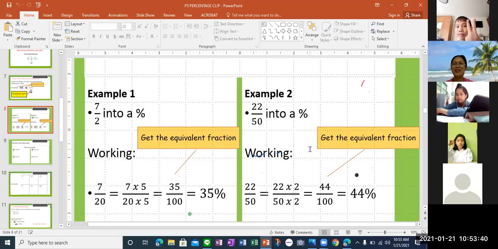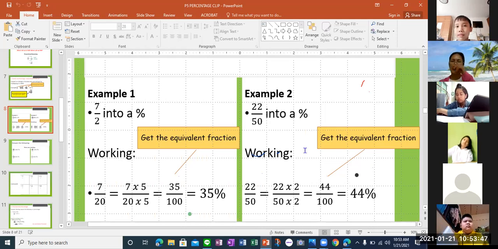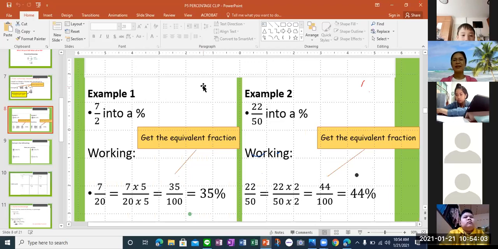You can take a picture so that you can always go back to the examples. Who is writing? You can write, it's up to you. You can write or you can take a picture, the easiest way. Who is that?